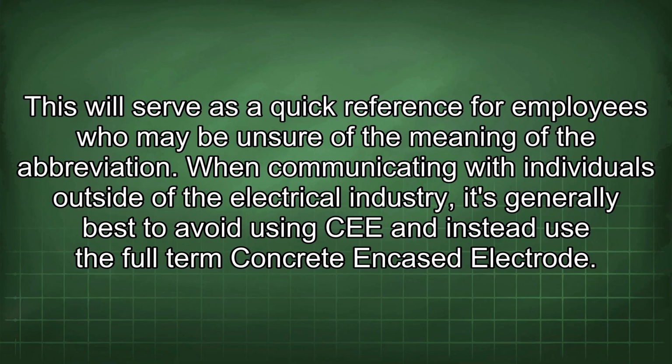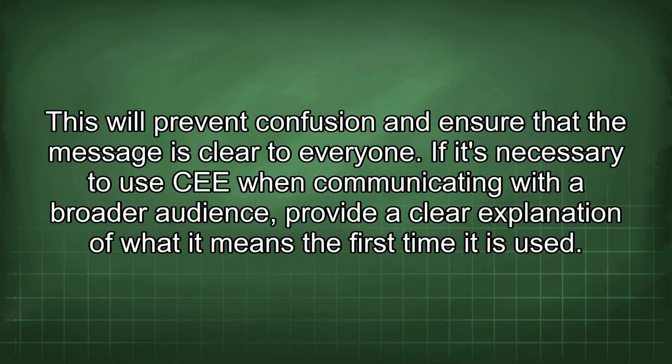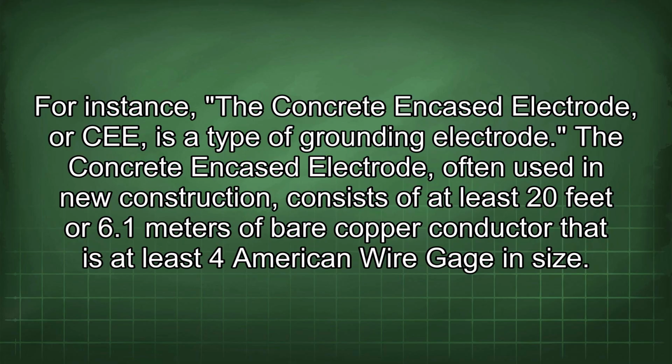When communicating with individuals outside of the electrical industry, it's generally best to avoid using CE and instead use the full term concrete encased electrode. This will prevent confusion and ensure that the message is clear to everyone. If it's necessary to use CE when communicating with a broader audience, provide a clear explanation of what it means the first time it is used. For instance, the concrete encased electrode, or CE, is a type of grounding electrode.